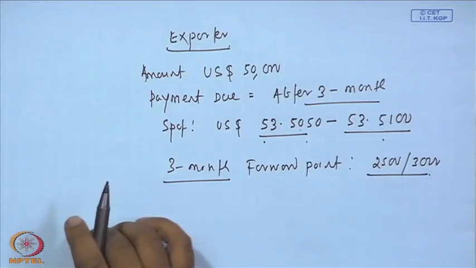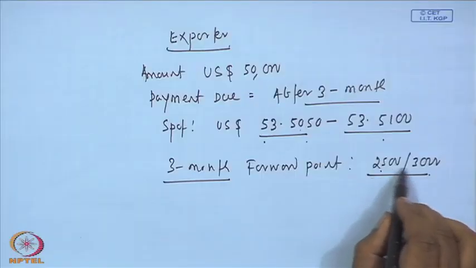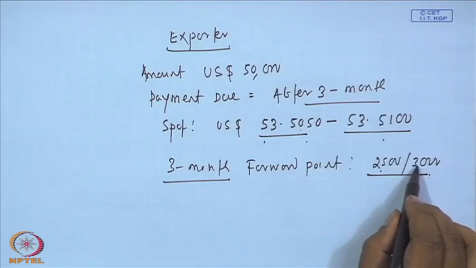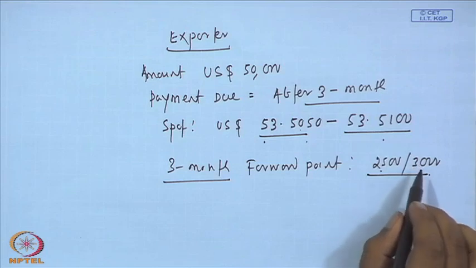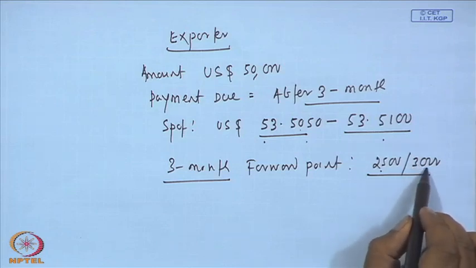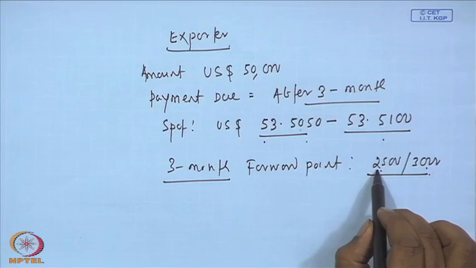As we discussed in earlier sessions, 2500 or 3000 is nothing but forward points. If the second point, 3000, is more than 2500, it means that the rupee is depreciating and the dollar is appreciating. It means that after 3 months the 53.5050 may depreciate. The depreciation may be anything, but the forward points indicate the depreciation is 300.